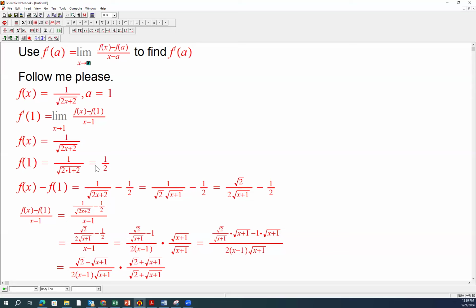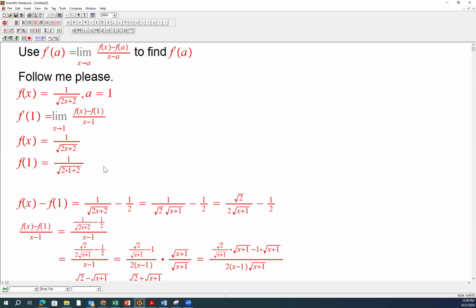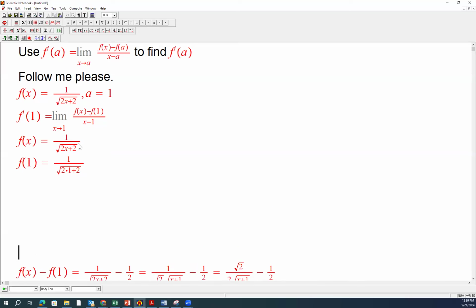I'm going to delete some of those things because I did some work before already. So this is f of x, and this is f of 1. F of 1 is when x is substituted by 1. So 2 times 1 plus 2, equals 1 over root. Okay, 2 times 1 is 2. 2 plus 2 is 4. And the square root of 4 is 2. So 1 over 2. We're going to do one step at a time.